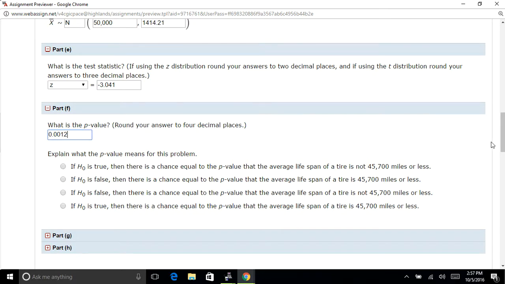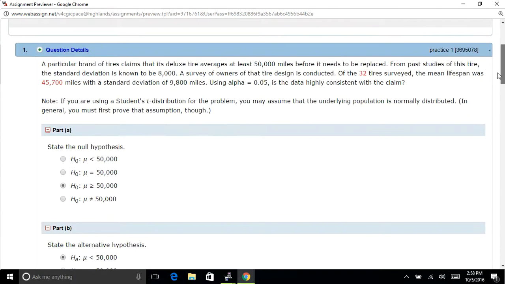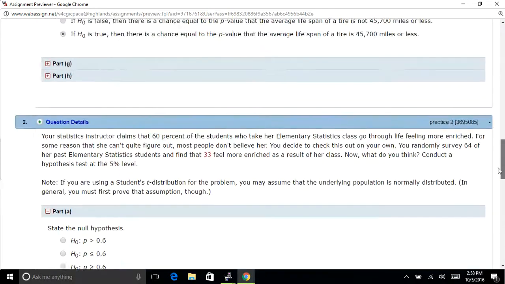All right, what does that p-value mean in this problem? So what it's saying here is that if the null is true, there's a chance equal to the p-value that the average lifespan is 45,700 miles or less. So that's what it means. So we're going to put that here. If the null is true, there is a chance that it is 45,700 or less. And that's what we're looking for here, okay?